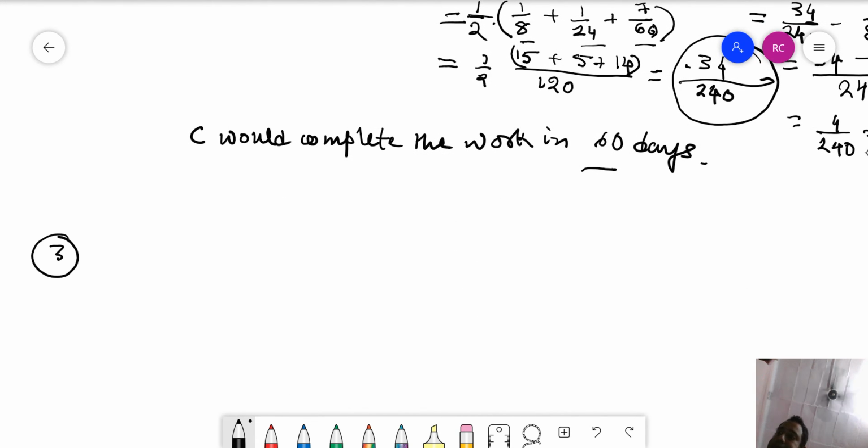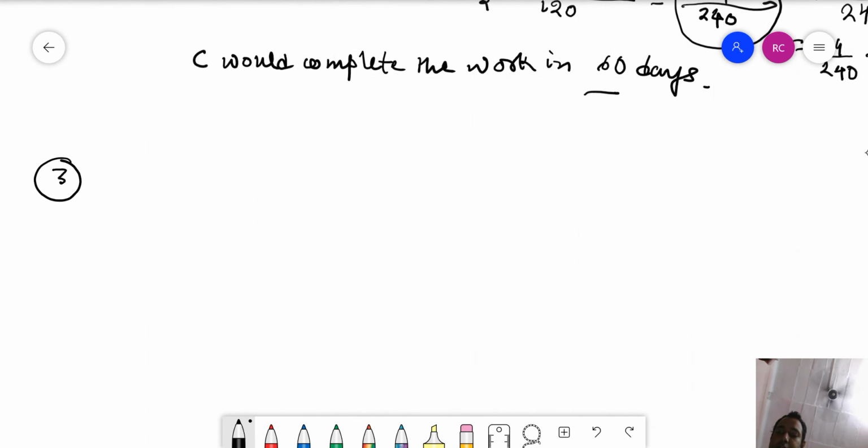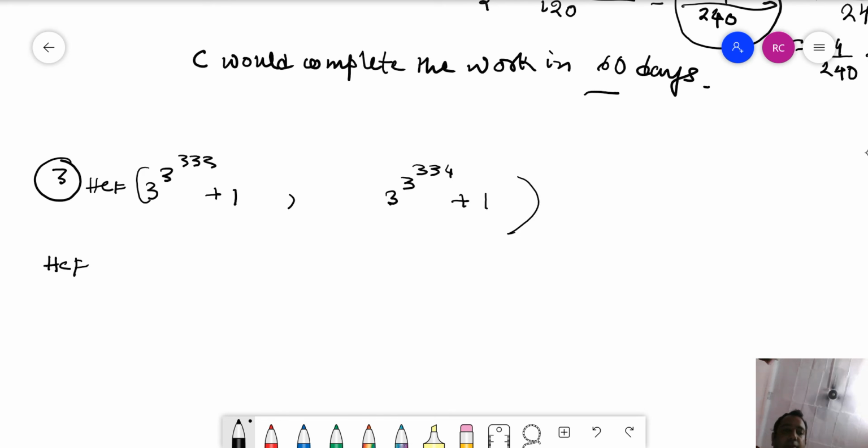Question number 3. Question number 3 says we have given two numbers, 3 to the power of 3 to the power of 3, 3, 3 plus 1, and 3 to the power of 3 to the power of 3, 3, 4 plus 1. We are asked to find the HCF. We find the HCF of these two.